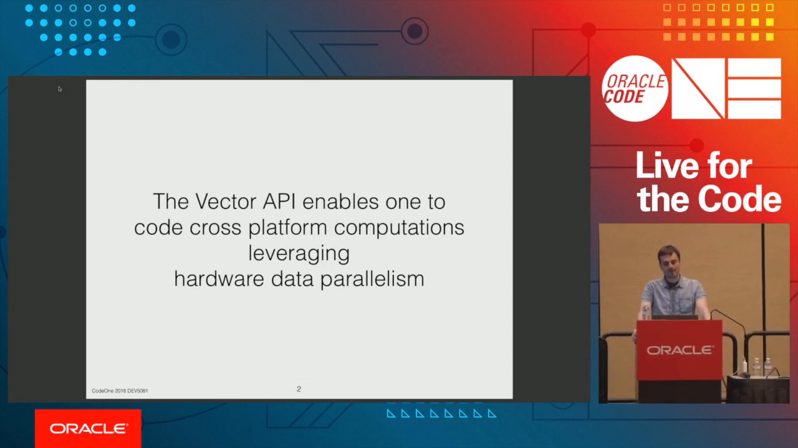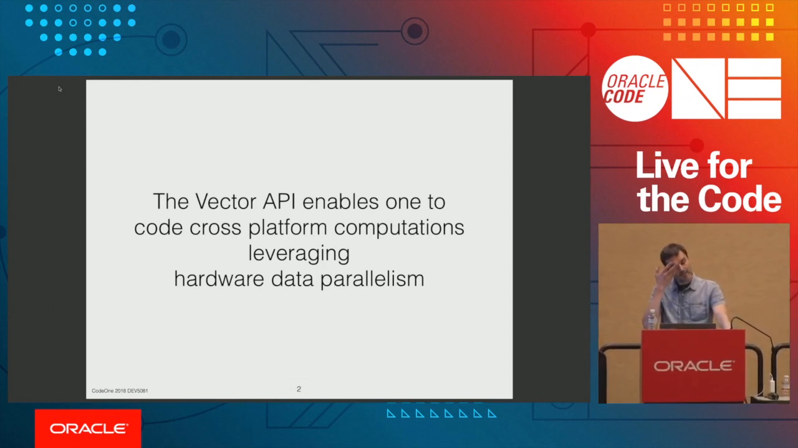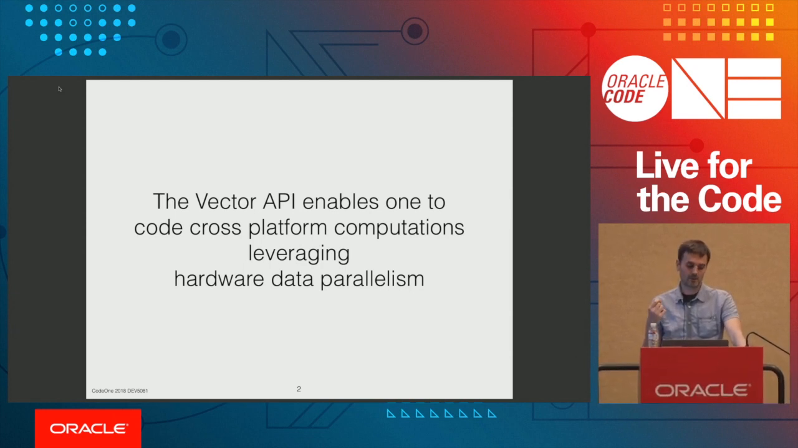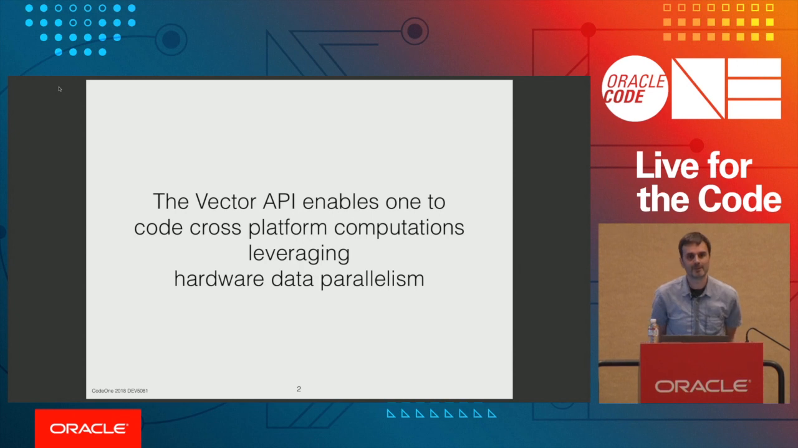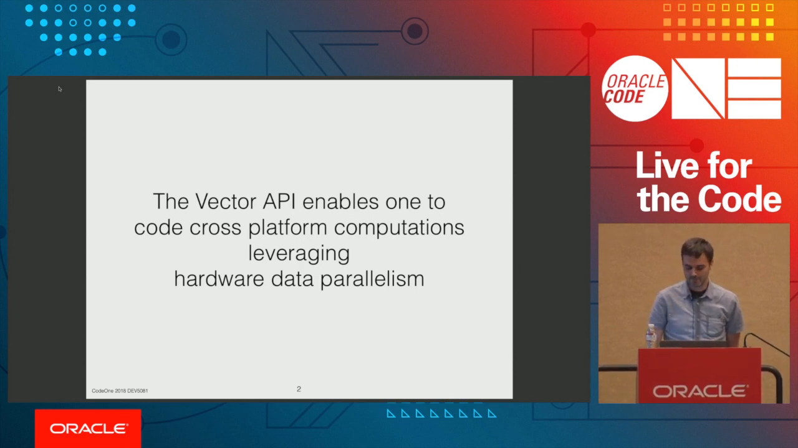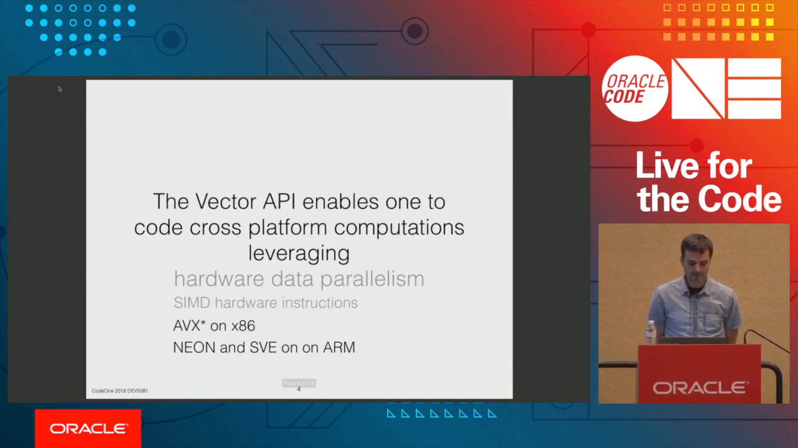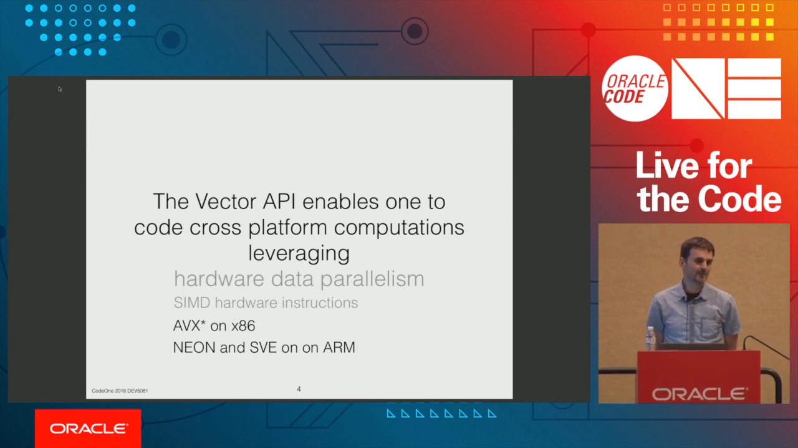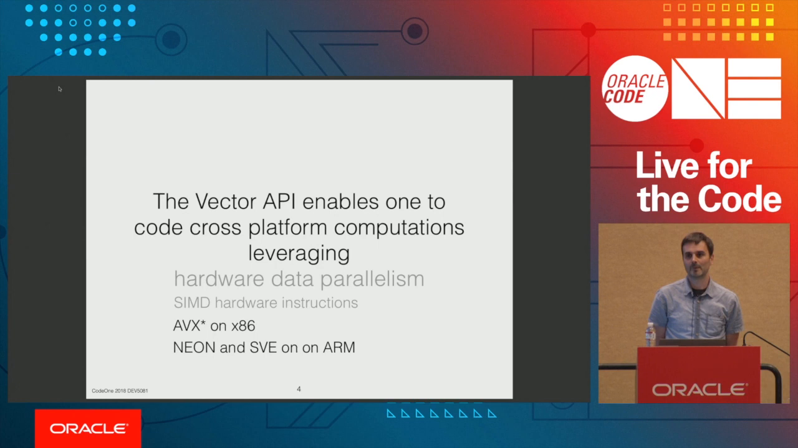So what is this? The Vector API is about enabling advanced developers to code cross-platform computations leveraging hardware data parallelism. What do I mean by that exactly? I'm talking about SIMD instructions. I'm talking about AVX on x86 and Neon and SVE on ARM. At the moment, I don't know what percentage of instructions the JDK leverages on the CPU, but I would say there's a lot of dark silicon and a lot of very interesting instructions that the JDK and JVM could leverage, but doesn't at the moment. And this API is about leveraging some of those instructions very explicitly.